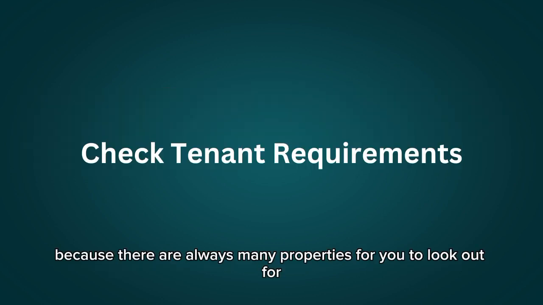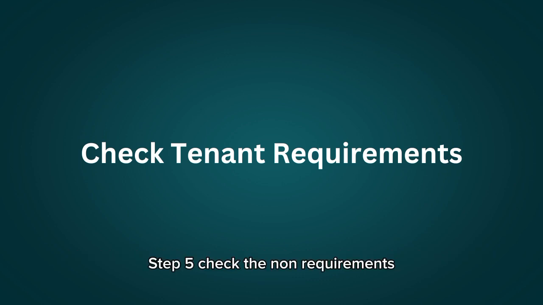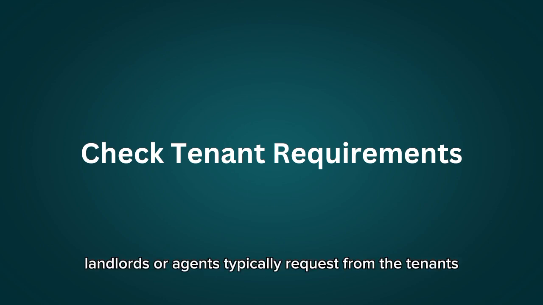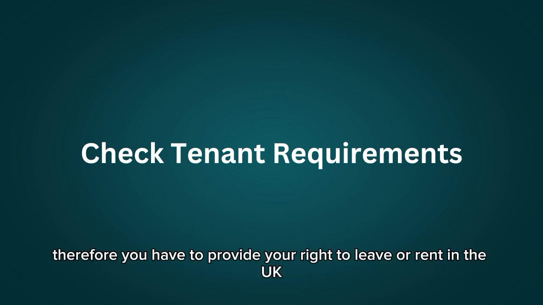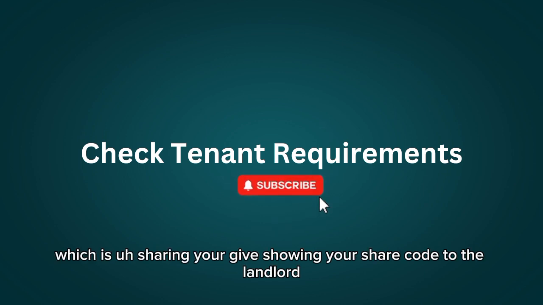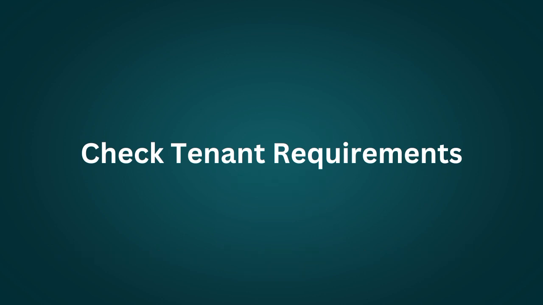Step 5. Check tenancy requirements. There are documents landlords or agents typically request from the tenant. The first is proof of immigration status. You have to provide your right to live or rent in the UK, which means showing your share code to the landlord. Then proof of ID. Proof of ID could be your passport or driver's license.